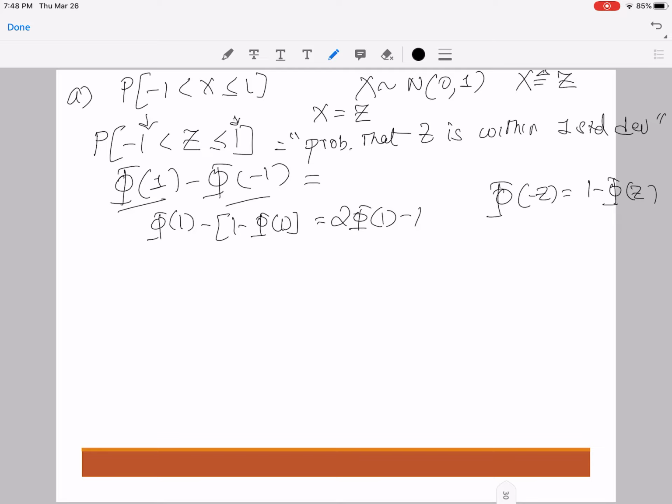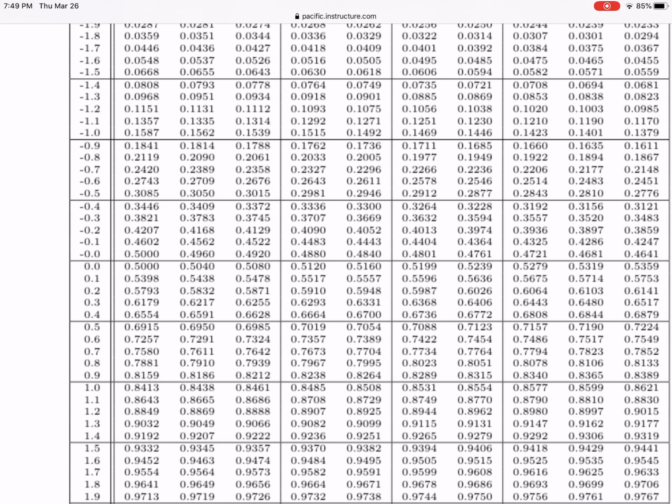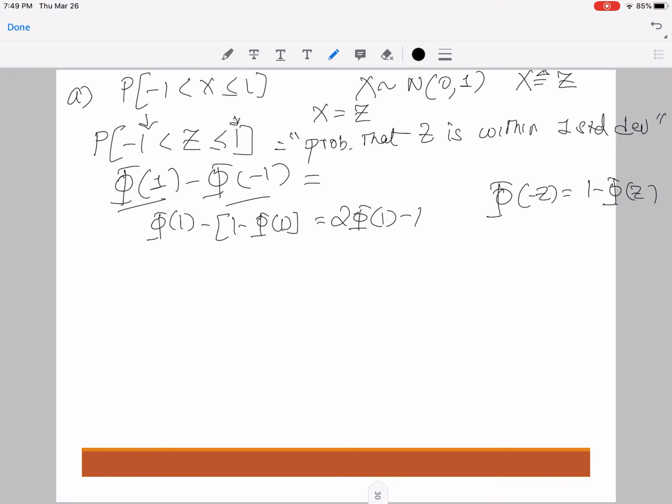So let's find the value of the phi table at phi of 1. Okay, so the value of the CDF at phi of 1 is right here, 0.8413. Look into the row of 1 and you just go one step towards the right and you'll arrive at the column of 0.00, and there you will get the value of phi at 1, which is 0.8413. So this is 2 times 0.8413 minus 1, giving you 0.6826 as the probability answer.